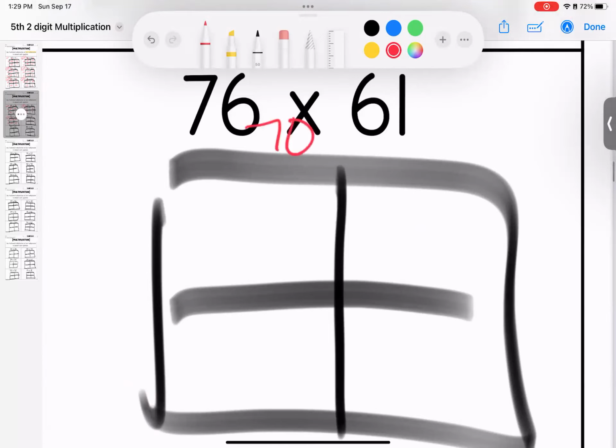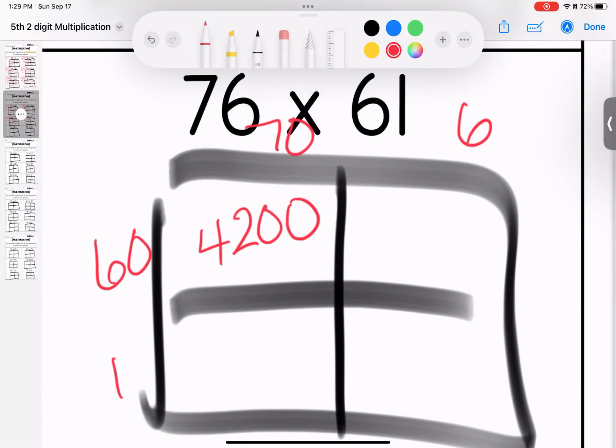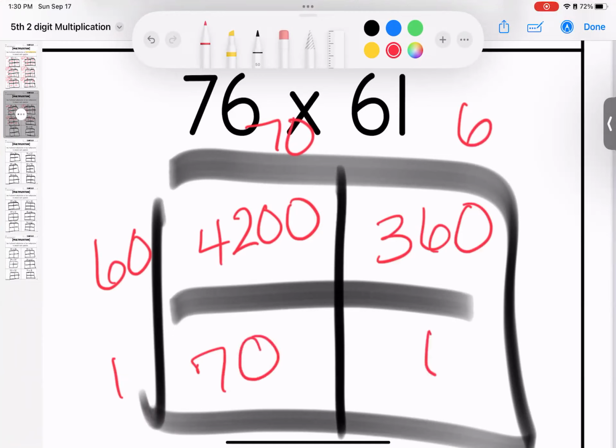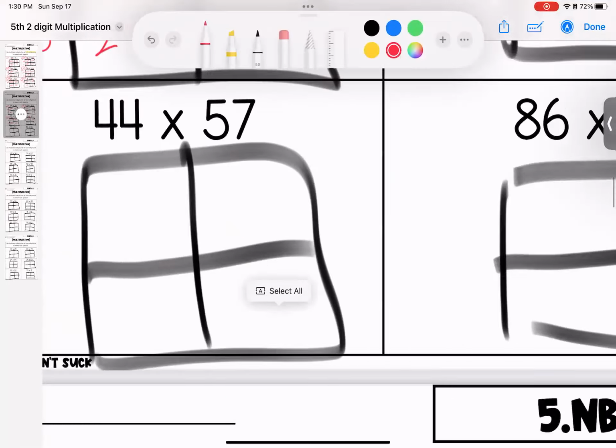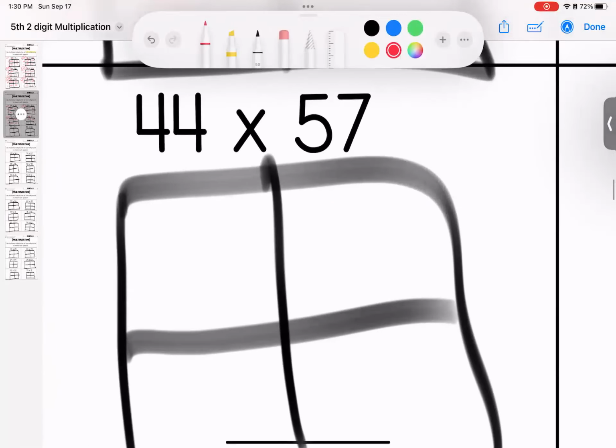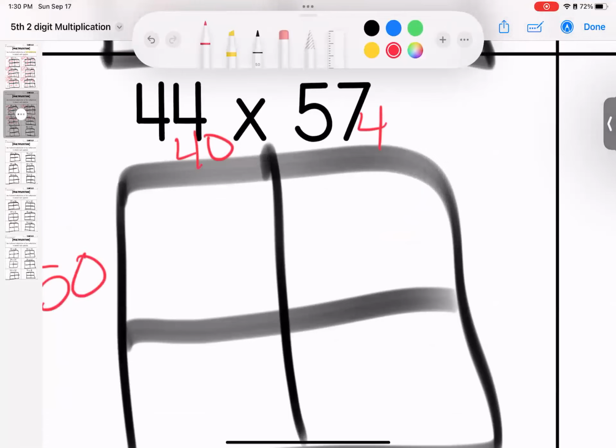Over here for 76 times 61. We have 70 and 6, 60 and 1. 6 and 7, 42, 2 zeros. 6 and 6, 36 and a 0. 1 and 7 is 7, add a 0. 1 and 6 is 6. All together, 4,636. Feel free to pause and rewatch at any point if it will help you.